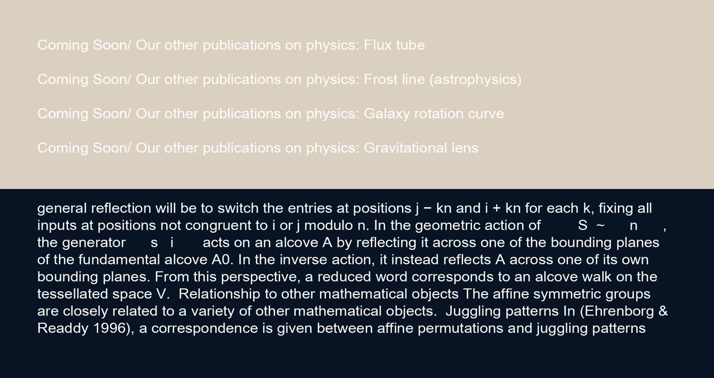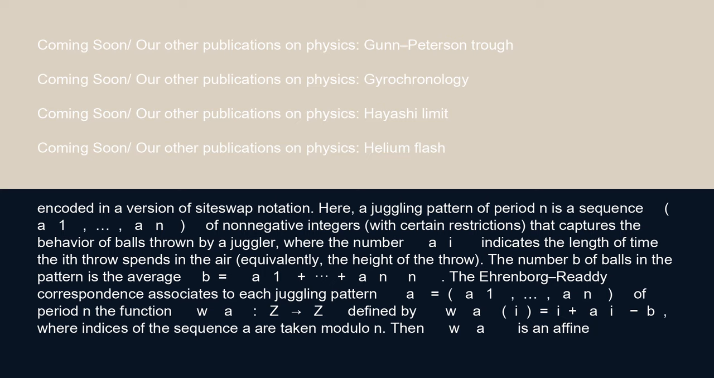Relationship to other mathematical objects. The affine symmetric groups are closely related to a variety of other mathematical objects. Juggling patterns: in Ehrenborg and Readdy 1996, a correspondence is given between affine permutations and juggling patterns encoded in a version of siteswap notation. Here, a juggling pattern of period n is a sequence a1, ..., an of non-negative integers with certain restrictions that captures the behavior of balls thrown by a juggler, where the number ai indicates the length of time the throw spends in the air, equivalently, the height of the throw.